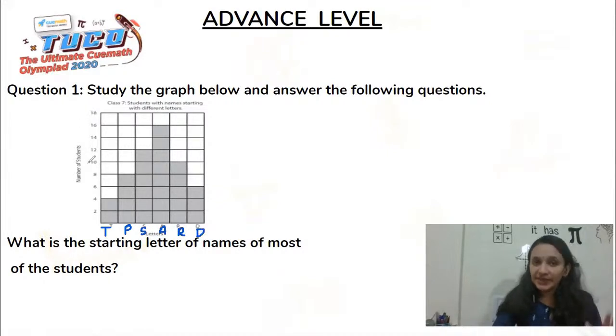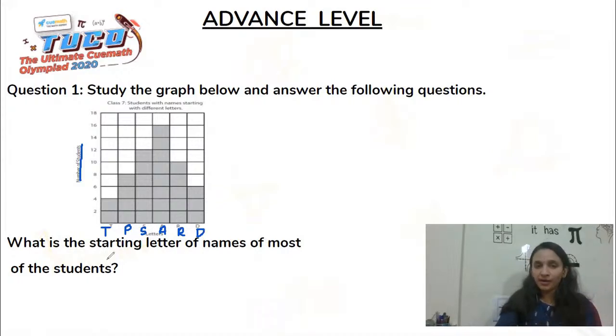And on the vertical axis, which is the y-axis, we see a number, which is the number of students having the starting letter as these letters pointed out on the horizontal axis. Now the question here reads, what is the starting letter of names of most of the students?